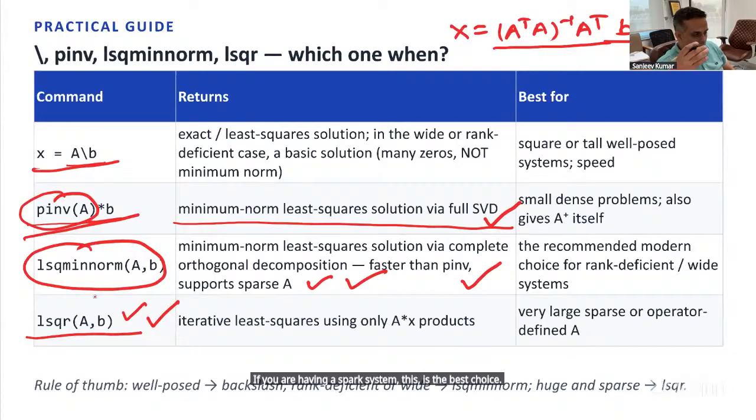So that is a table which gives you all these four options to solve Ax equals B, whether overdetermined or underdetermined, and when to use which method. Here I have summarized in which case you should go for what kind of method.